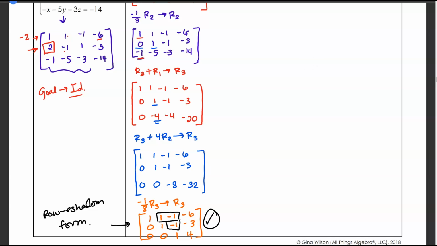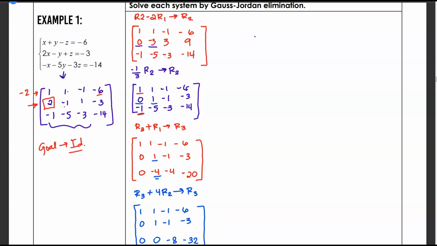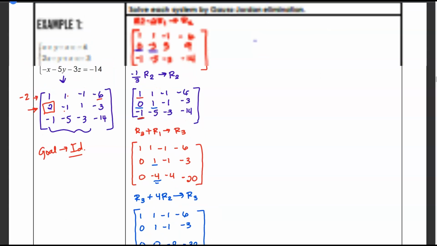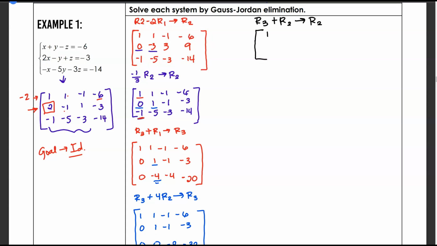So in our continuity, notice that now that that last row is all zeros and 1, we can use that to our advantage. So we're going to go ahead and take row 3, add it to row 2, and we are going to use that to change row 2. So we're going to do row 3 plus row 2, and now that change is occurring into row 2. So that top matrix remains the same, which is going to be 1, 1, -1, -6. That last one is going to stay the same, which is 0, 0, 1, and 4.